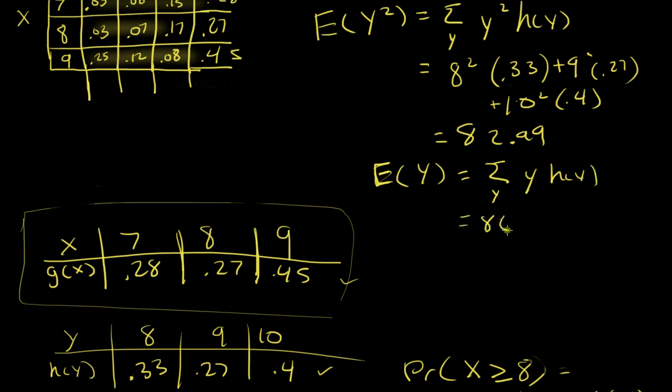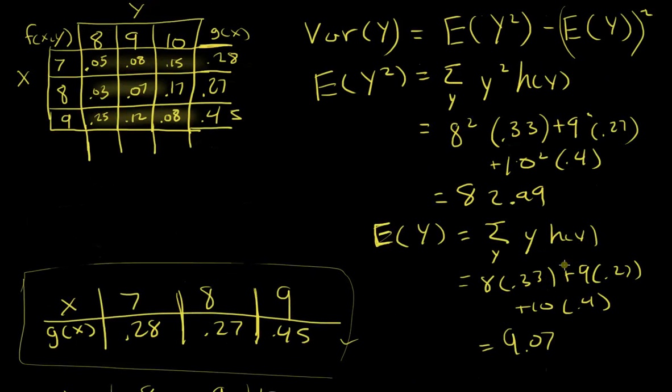Okay, so this would be 8 times 0.33 plus 9 times 0.27 plus 10 times 0.4. So 8 times 0.33, let me plug into my calculator. 9 times 0.27, 10 times 0.4. Okay, and you get 9.07. So now you get ready to plug it into this equation over here.